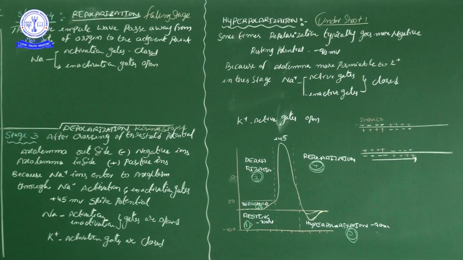Based on that, a potential range will develop. Now outside 40, inside only 10. That 10 indicates more negative charge, and that leads to hyperpolarization. Hyper means more. Because of this situation, the sodium ion gates, the voltage gated channels, are closed, and the potassium gated channels are more permeable. That is the thing.